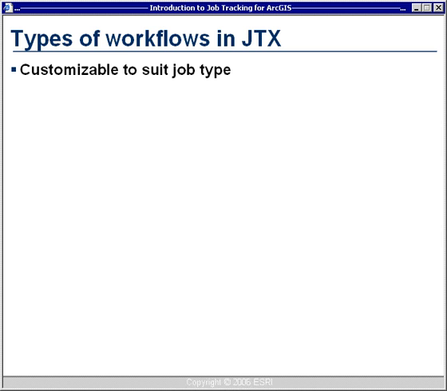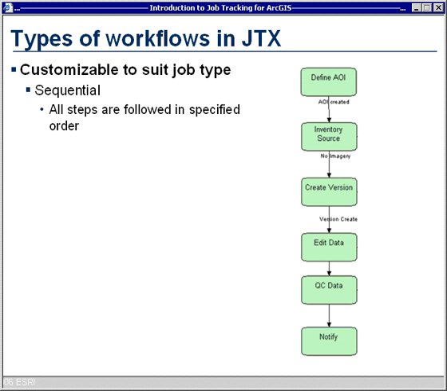There are different types of workflows that you can build in JTX 3. This helps to make the workflow suit the needs of your organization. You can create sequential workflows where all steps are followed in a logical order from one step to the next without deviation. In the workflow listed here, the job starts with defining the area of interest, moves into inventorying the source, flows through the version creation, into editing and QCing the data. The final step is a notice that is sent to the manager that lets the manager know that the job is complete.